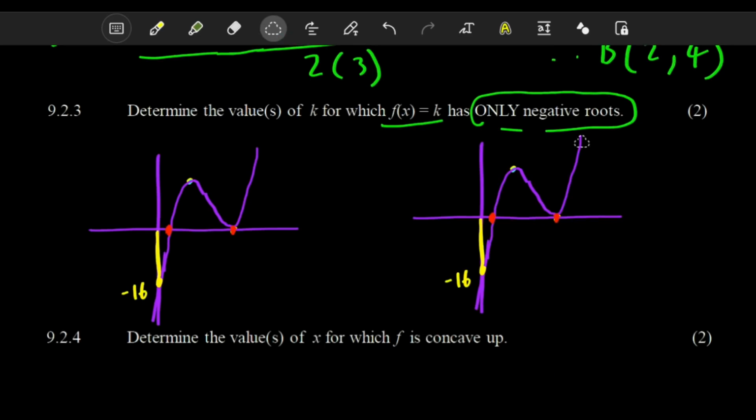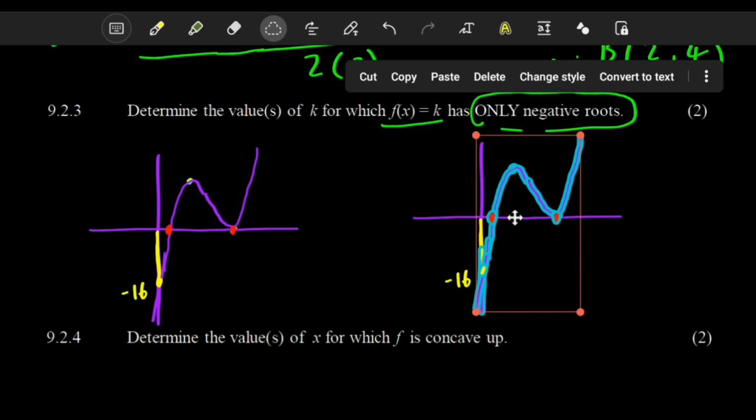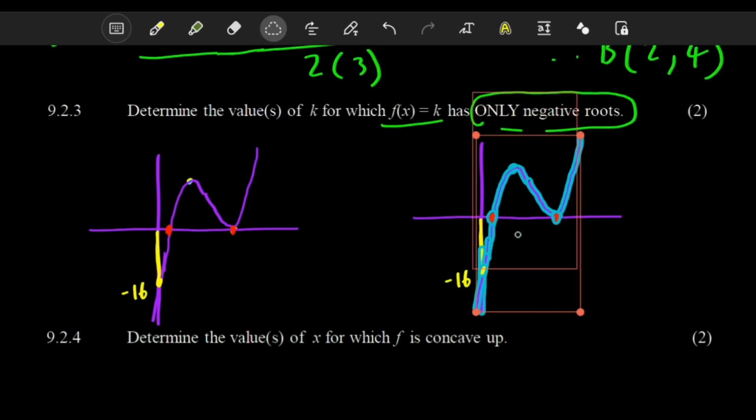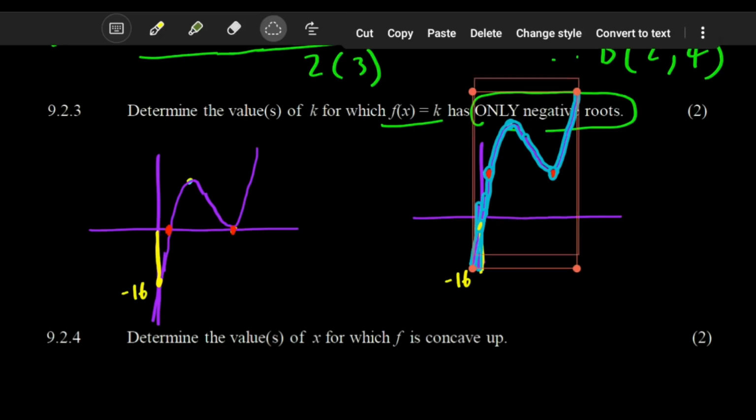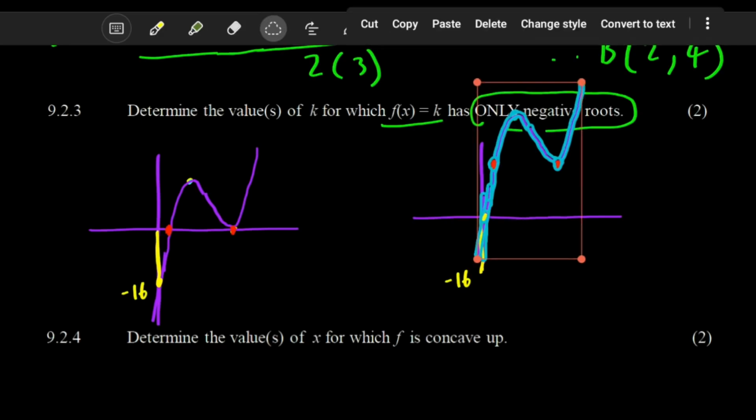But then if you look at the graph here, the way it is so far, it has roots that are positive. You see, the x-intercepts, they are positive numbers. So for you to have x-intercepts that are negative, you're going to need to move your graph at least 16 units upwards. Because if you move it 16 units upwards, this is where it's going to be. It's going to have a root that is equal to 0.